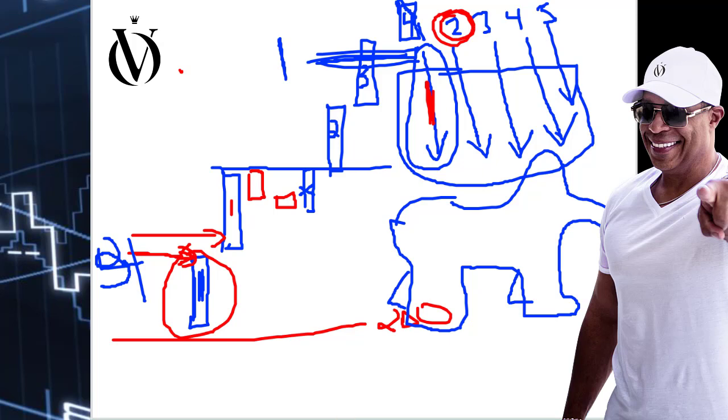Most runs are going to peter out here. Most runs are going to peter out there. So this is why you are taught to start the sell process here. See?